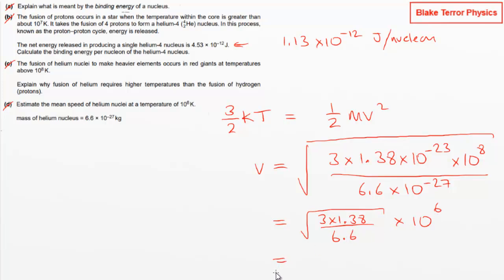Tapping that into the calculator, 4.14 divided by 6.6, square root, gives 0.92 times 10 to the 5 meters per second. So there you go. Fairly straightforward sort of question, that one.